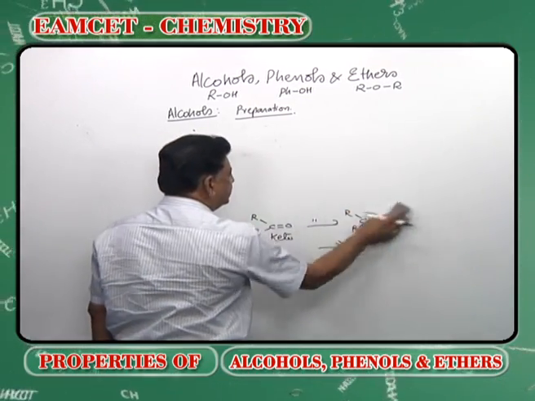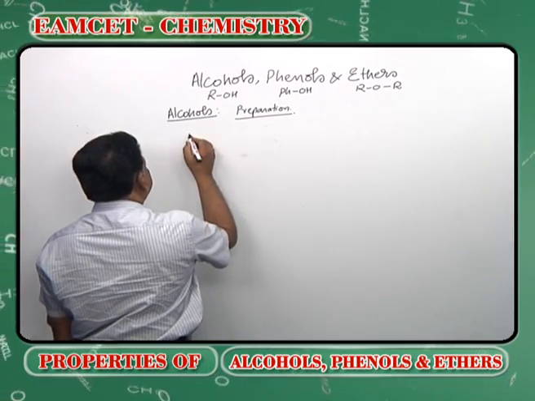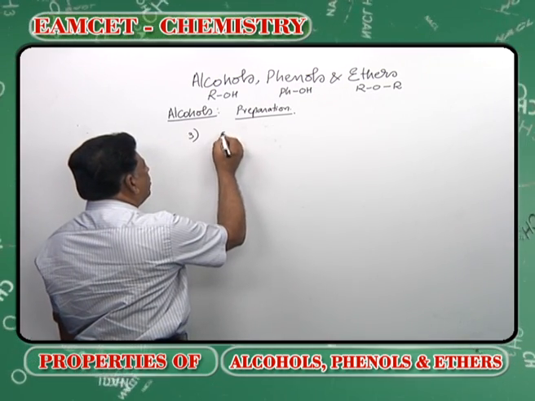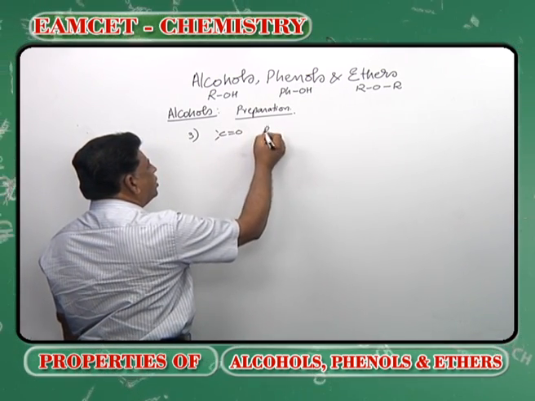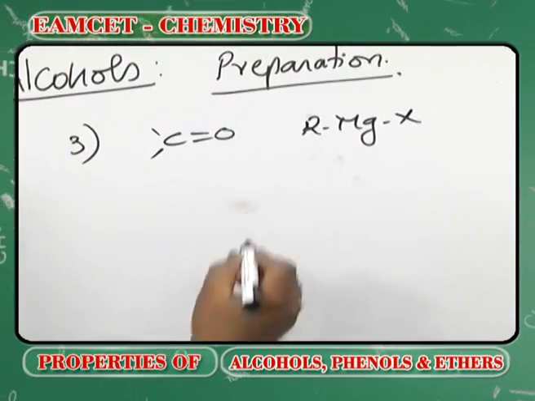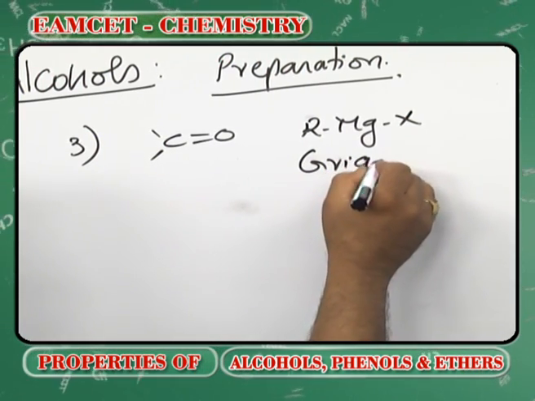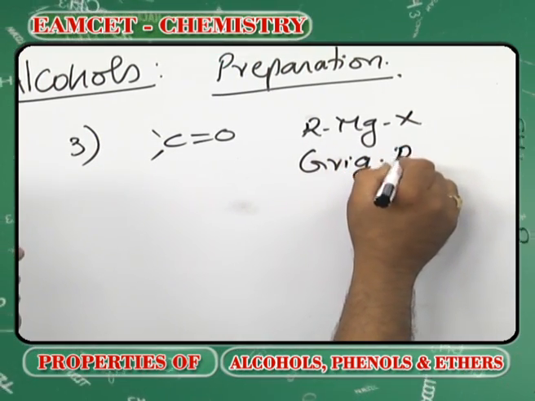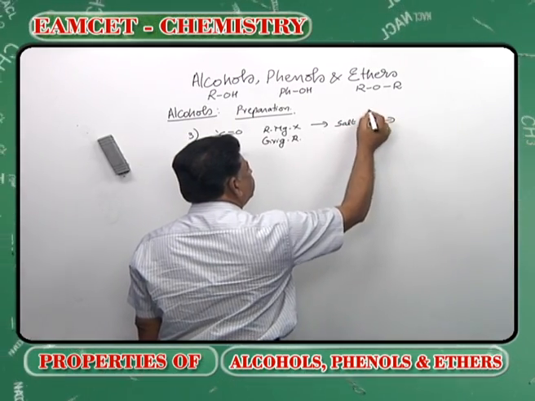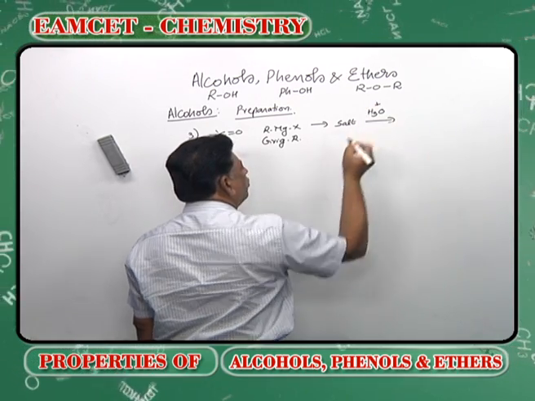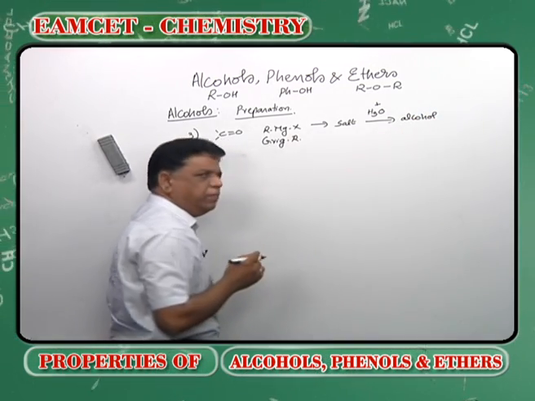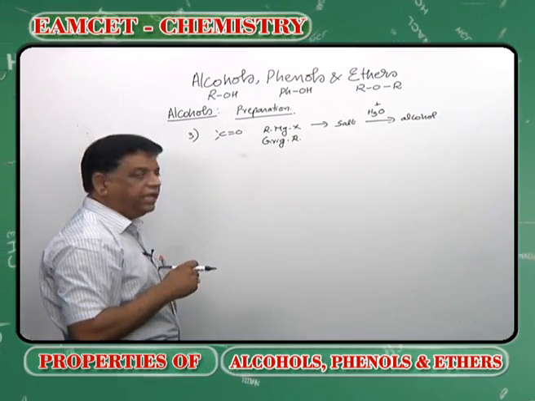Now, let us go for the third method. In the third method, we take a carbonyl compound. In addition to that, one RMgX, which is commonly known as what? Grignard reagent. This reagent, after adding, a salt is formed, and the salt needs hydrolysis with acidified water, then alcohol is formed.